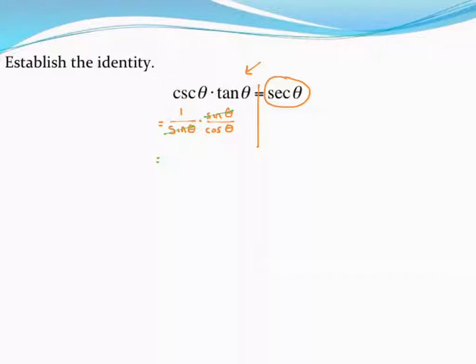So the sine of theta would cancel out, leaving behind just 1 over cosine of theta. And again, looking at my identities, I can see that 1 over cosine is the same thing as just secant of theta, which was my goal, so I've made it to my destination. Therefore, I've proved this trig identity.